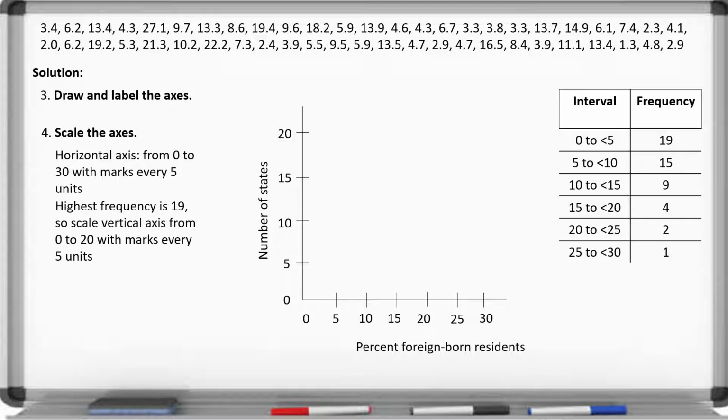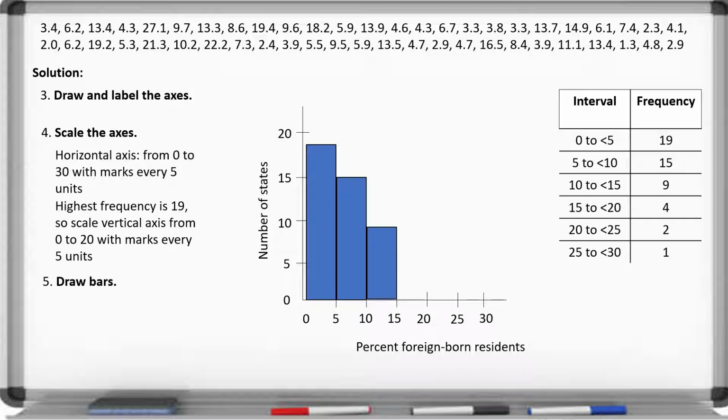Now next we got to draw our bars. So for the first one, notice that it's between 0 and 5 for our first interval, and it's 19 for our height. Next one is 15, then 9, 4, and 1. Excuse me, so 2 and then 1. There you go. So we have our entire data set.